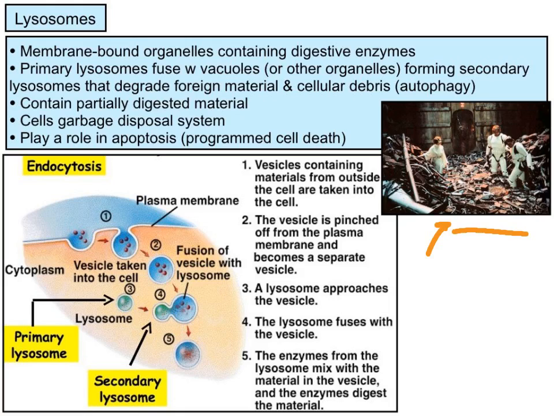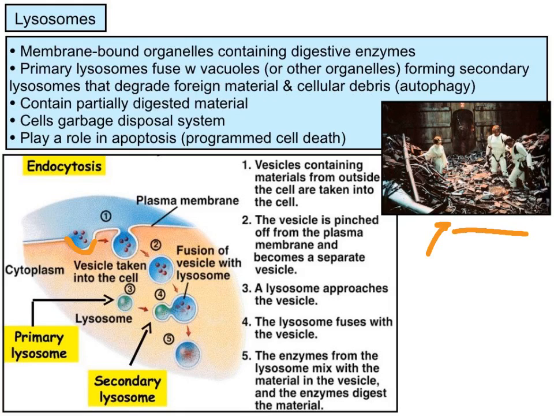And our lysosomes are analogous to that. So lysosomes are membrane-bound organelles that contain digestive enzymes, so enzymes that can break things down and destroy them. What we see is within a cell, there'll be primary lysosomes that fuse with vacuoles or other organelles, forming secondary lysosomes that degrade foreign material and cellular debris.